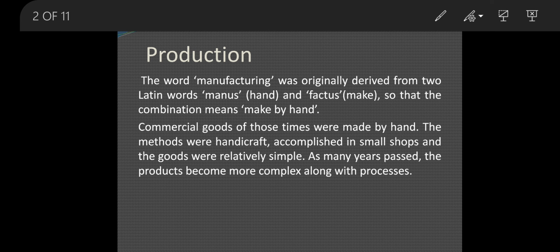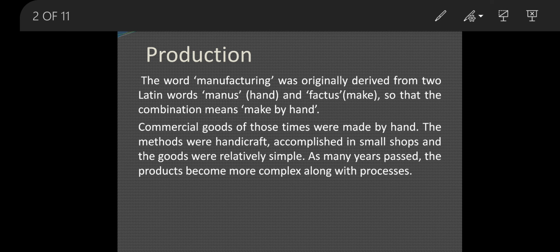What is meant by production? Production means transfer of raw materials into the final product. So we can say it may be the conversion of input into the output. The word manufacturing was originally derived from two Latin words, manus and factus. Manus means hand and factus means make. So make by hand, that means manufacturing.